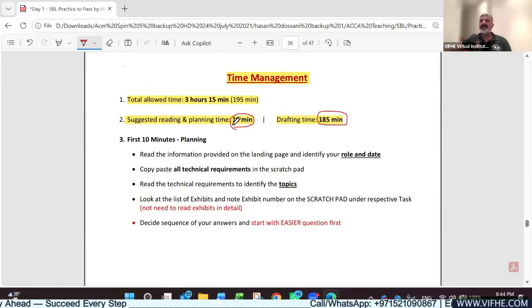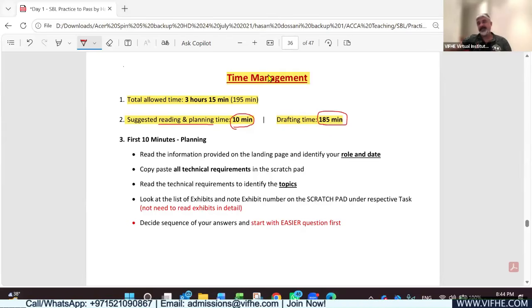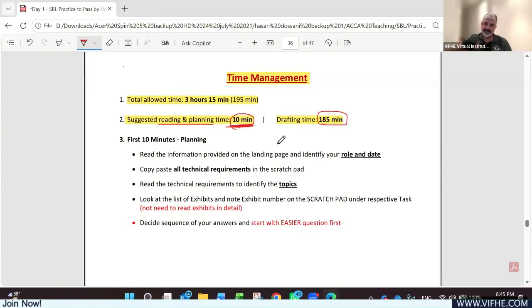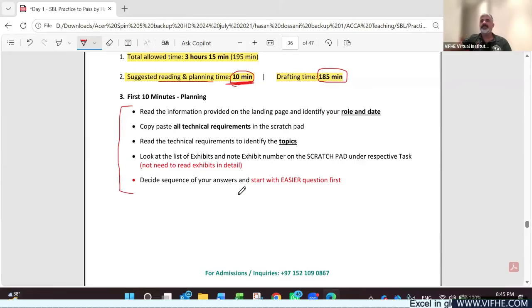So when I say spend 10 minutes on reading and planning, what are you supposed to do in 10 minutes? Ghanshyam, please don't ask stupid questions. What are you supposed to do in 10 minutes? This is the list. When I say reading and planning, you are supposed to do these things.